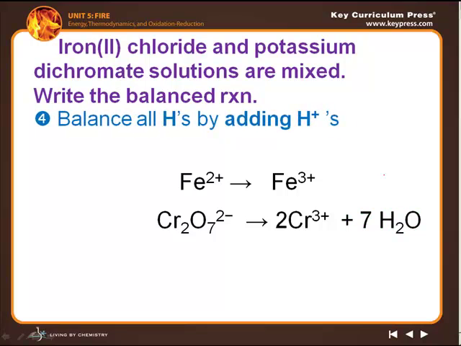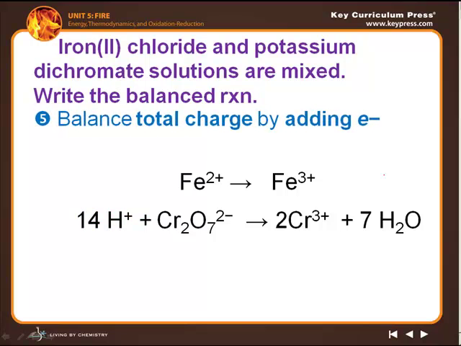Next step is to balance all H's by adding H pluses. So we have no H's in the first reaction. The second half reaction is 7 times 2, 14 H's on the right side. So we need how many H pluses on the left? So we've completed step number 4. We got the 14 H pluses. Now we need to balance the total charge by adding electrons for each half reaction.